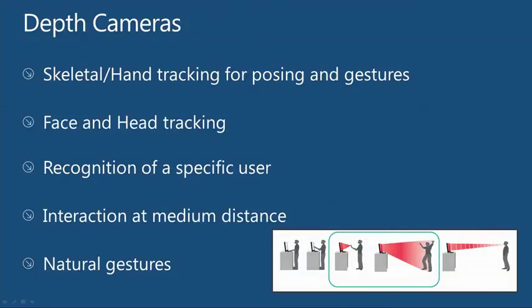So after voice, which is sort of all-consuming because you can do that right up at the computer, you can do it away from the computer and anywhere you like, we go to the depth cameras, the things like the Kinect and other ones that are coming out. It allows you to track a hand, a skeleton, a face, to recognize people to some degree, as long as they're looking at it, to pose, to gesture, and it's interaction over a medium distance.